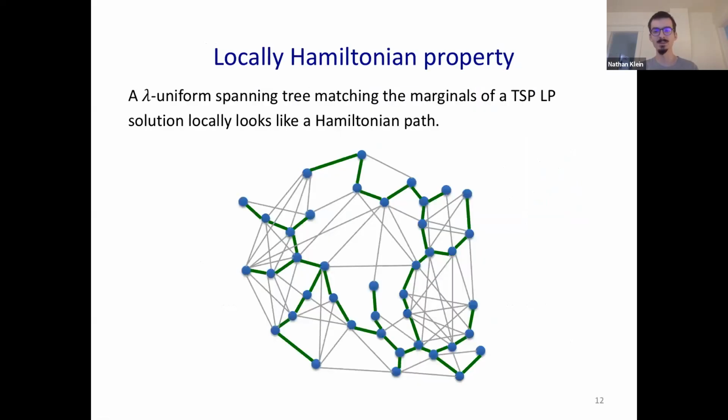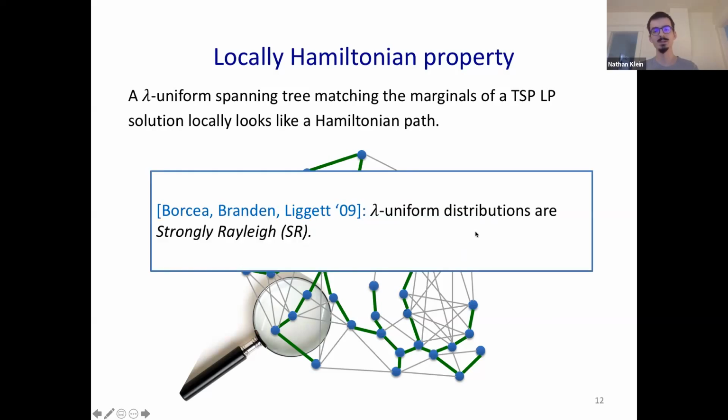And a little more formally, it turns out that when we sample from a lambda uniform distribution, we actually get trees that are so-called locally Hamiltonian, meaning that many vertices have degree 2 in the tree, and pairs of vertices have some chance of both being degree 2 and so on. And so this might already give you some hope that the algorithm works, since the optimal solution we're looking for is itself a Hamiltonian cycle, and now the tree already kind of looks like one. And we can prove this occurs by using the fact that lambda uniform distributions are SR, as I already mentioned.